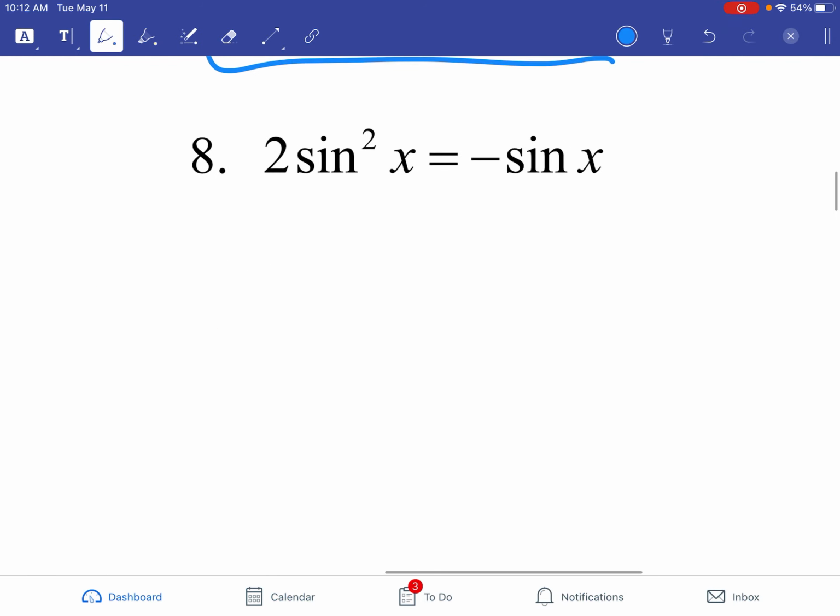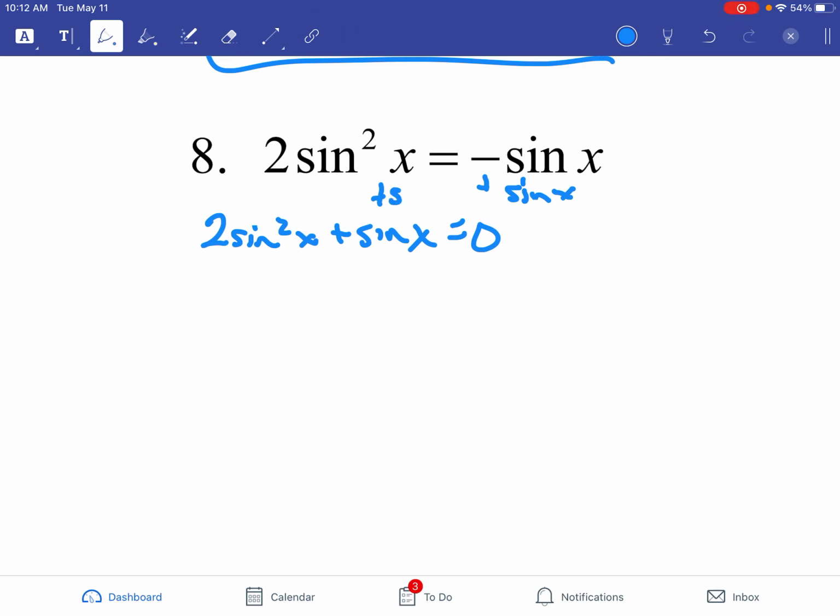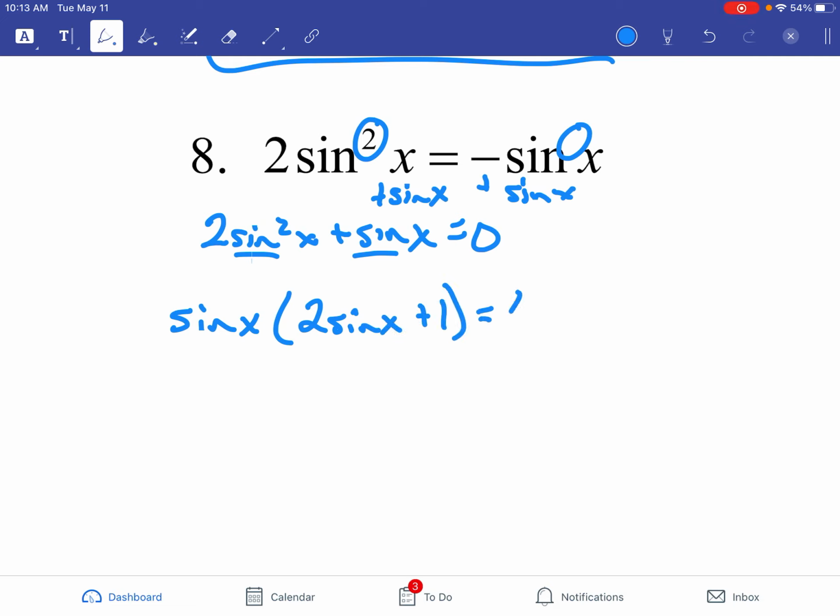Okay. 8. For this problem, I'm actually going to bring the negative sine x back to the other side. So I'm going to have 2 sine squared x plus sine of x equals 0 by adding sine of x to both sides. Now, this one has squared and this one does not, which means they're not like terms, so it's not 3 sine squared of x or 3 sine of x. You're just adding to the other side, and the reason I want to do that is now, when I have my 2 terms, they both have a sine in them, so I can take one out as a greatest common factor. I'll be left with 2 sine of x on the left side and plus 1 on the right.